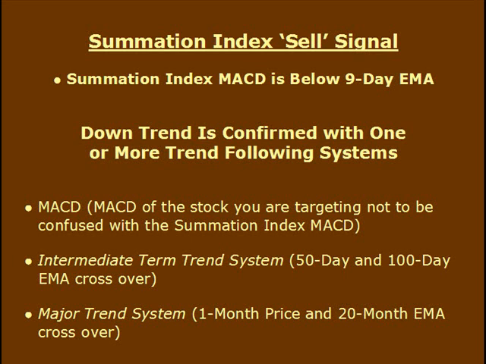Now, we don't want to confuse this MACD with the summation index MACD. This is the MACD of the stock that we are looking at. The second of the trend following systems is the intermediate term trend system, which uses the 50-day and 100-day EMA crossover. And the third trend system is the major trend system, which uses the 1-month price and the 20-month EMA crossover.